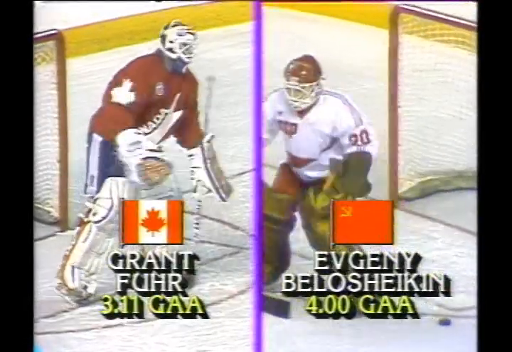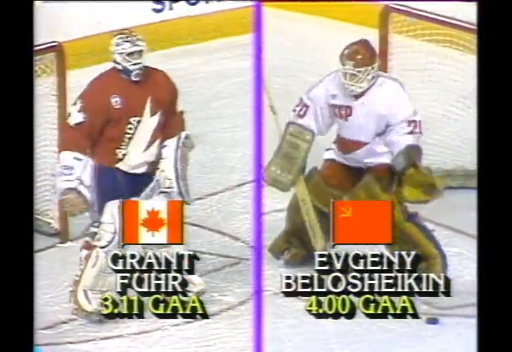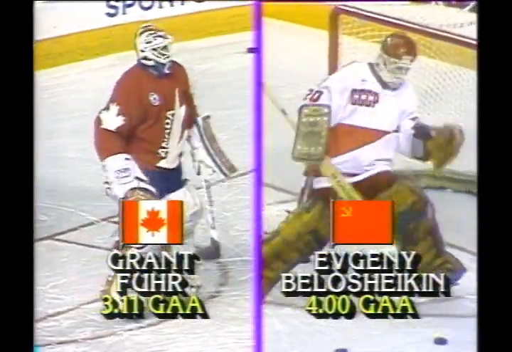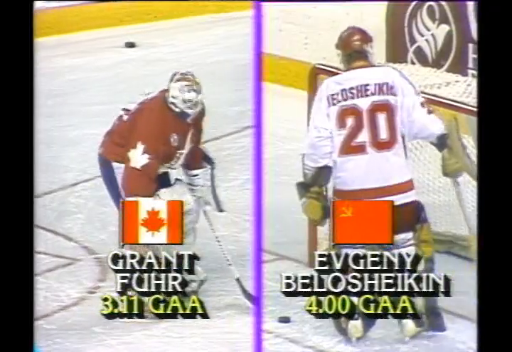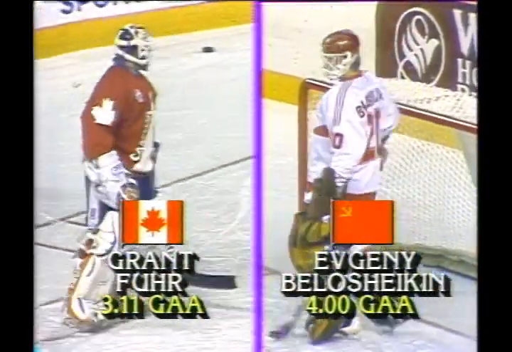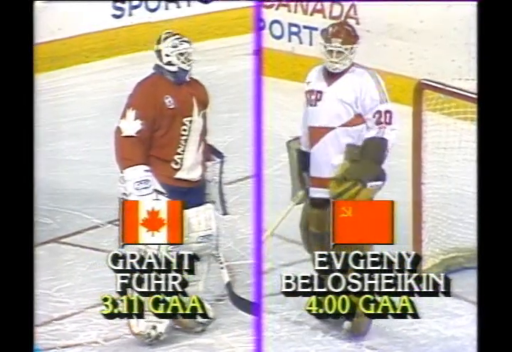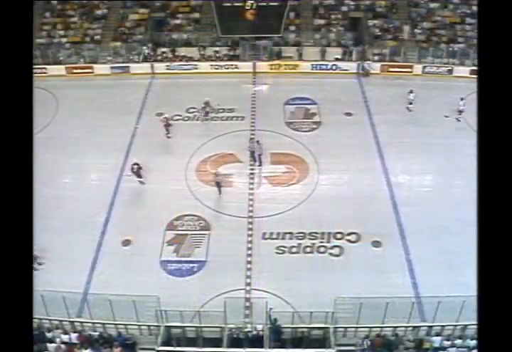Grant Pure has started in every game for Canada in this tournament. A 3.11 goals against average. He's at 4 wins, a loss, and 2 ties. Bello Shaken for the Soviets has not won yet. No wins, 1 loss, 1 tie, and a very unimpressive 4.00 goals against average.